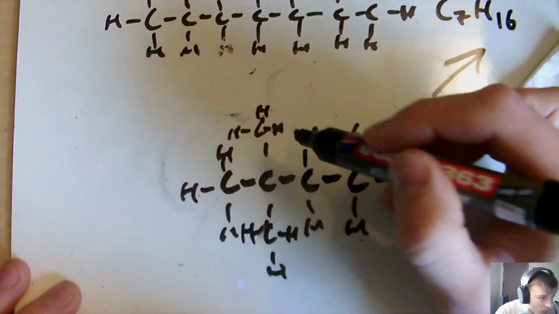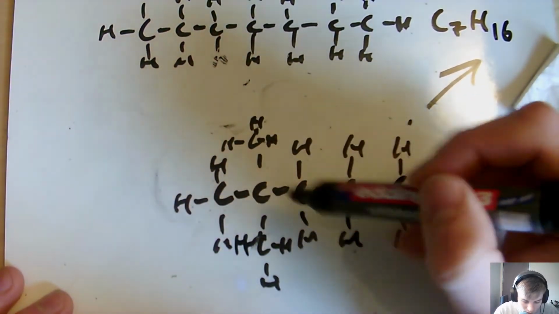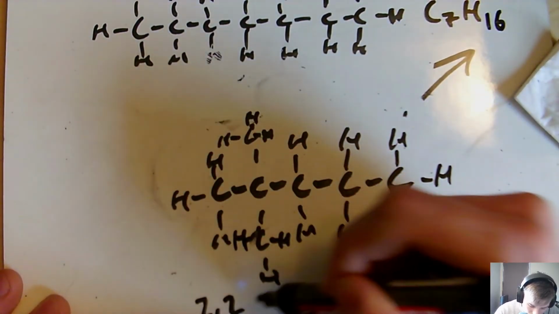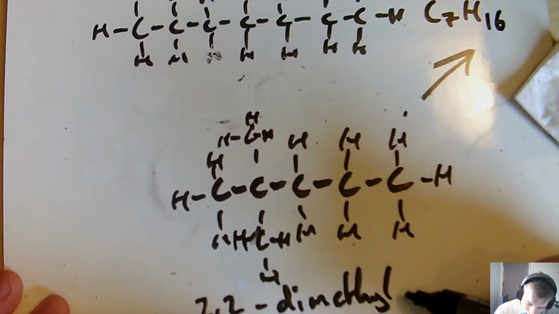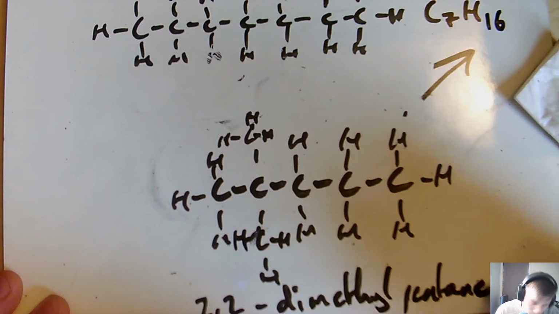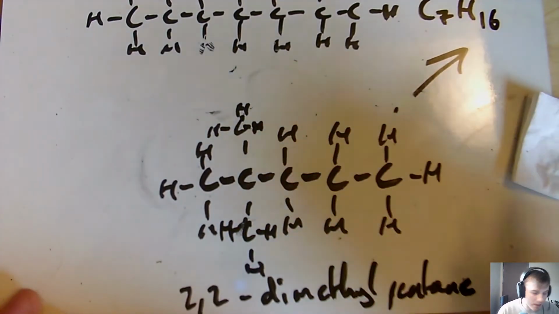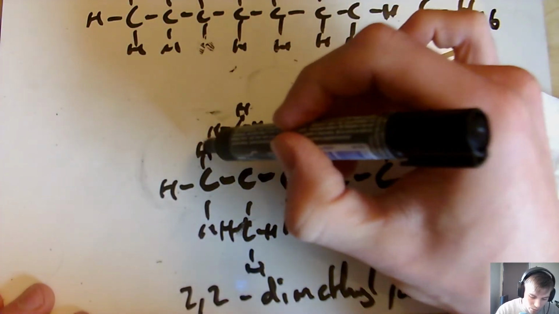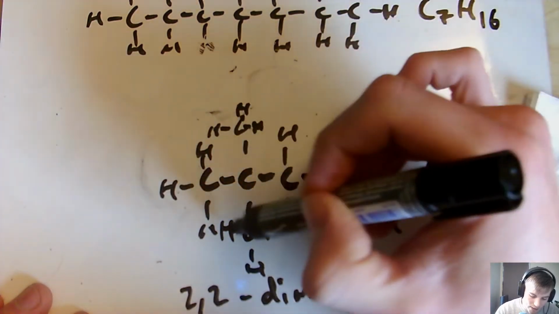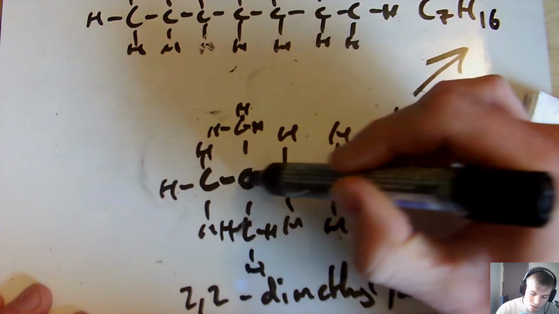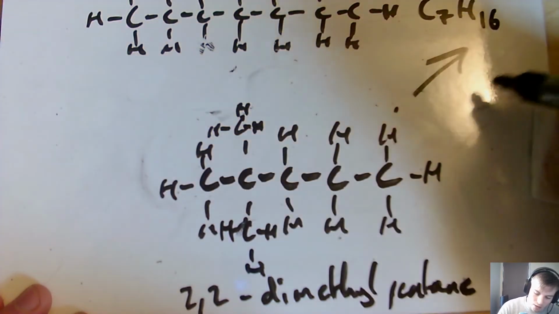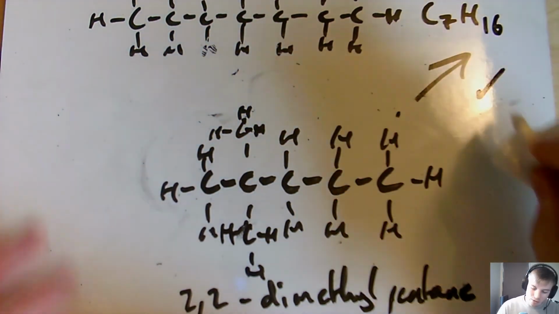Okay, so what's this now? 2,2-dimethylpentane. Alright, so 2,2-dimethylpentane. Double check that's the isomer again. 1, 2, 3, 4, 5, 6, 7, 8, 9, 10, 11, 12, 13, 14, 15, 16. 1, 2, 3, 4, 5, 6, 7. Another isomer. Follows that rule. Excellent.